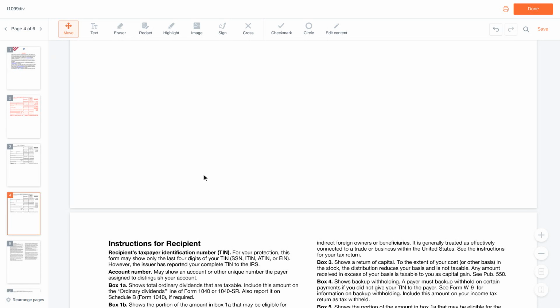Box 7 shows foreign tax paid, and Box 8 shows the foreign country the tax was paid to, which you can use to claim a foreign tax credit.